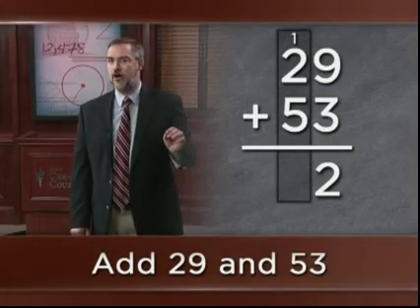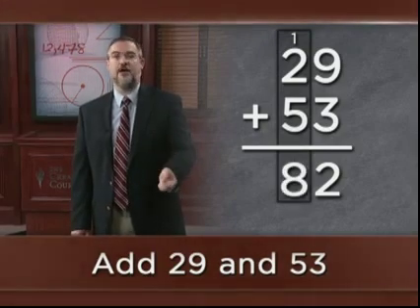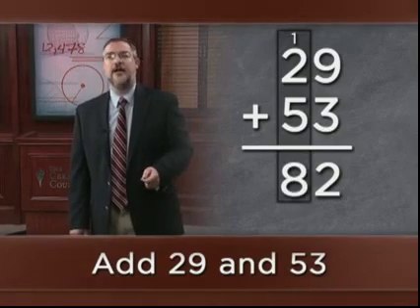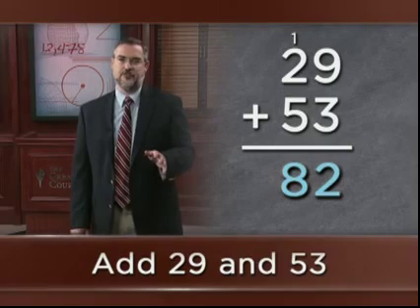And when I add the 1, the 2, and the 5, that's going to give me 8. I'm going to write that 8 under the 5 in 53. And that gives me my final answer. My final answer is 82. Now, why does that work?